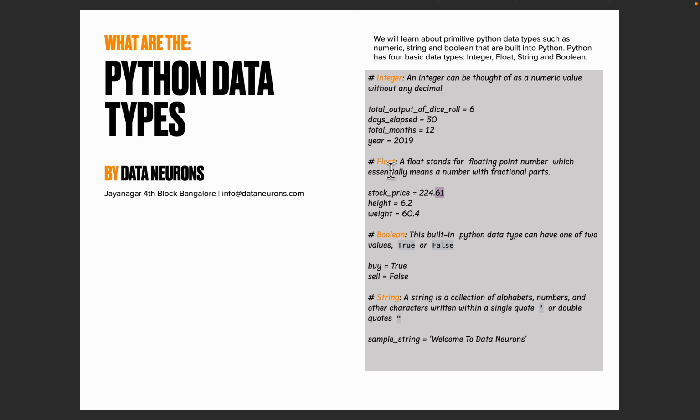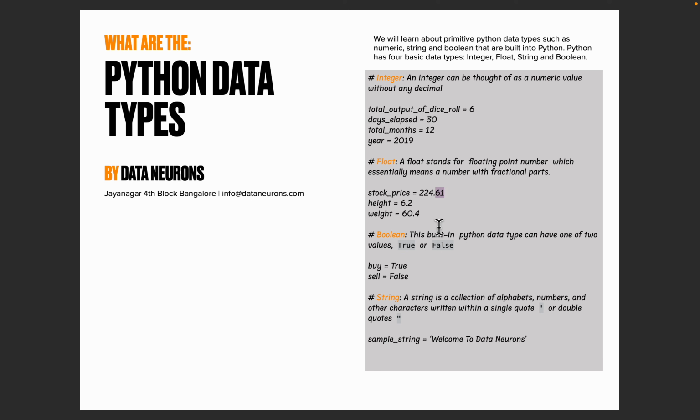So these fraction parts make that data type a float. In different languages, different conventions are there. Somewhere it is called double, somewhere it is called float. But the moment you assign a value to it, you will identify what sort of data type this variable is going to hold. So float is another data type where you get fractional or decimal points after the whole number.